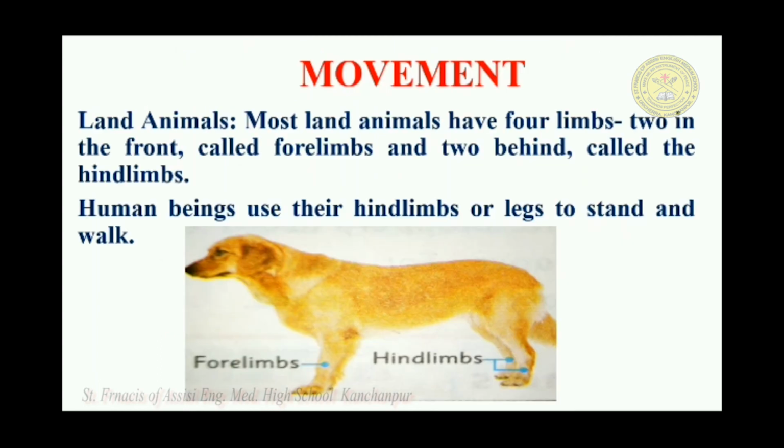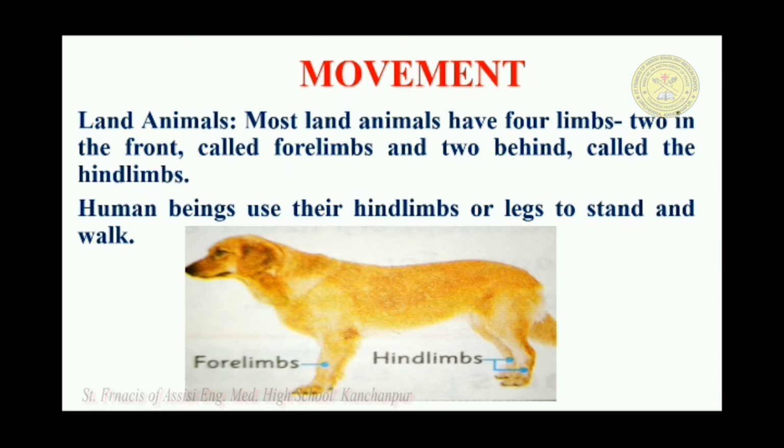So now next is movement. Animals' movements are usually based on where they live. Okay, so there are land animals, there are water animals too, and there are animals that live on land as well as in water. So now, how they obtain food, reproduce and how they protect themselves.